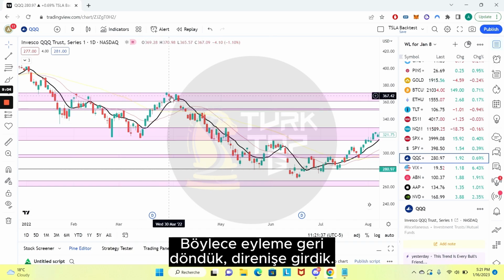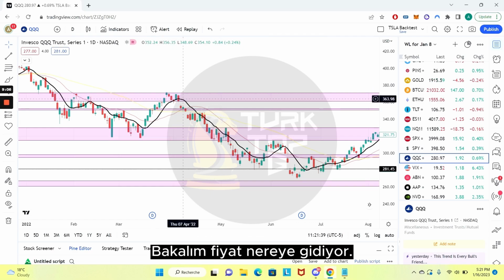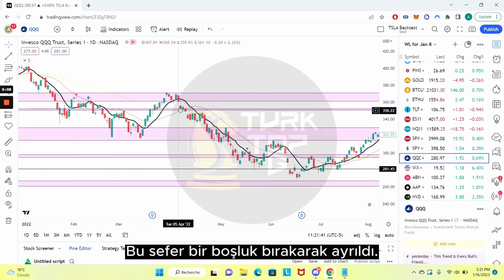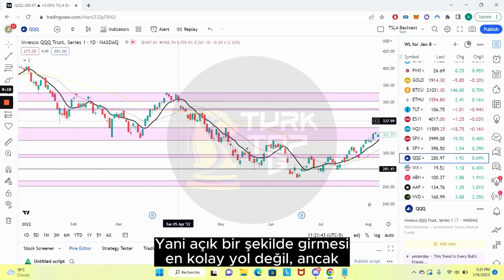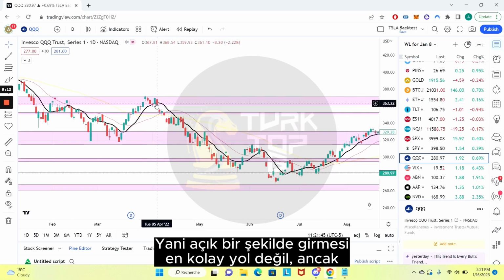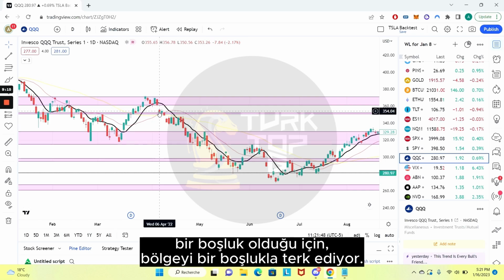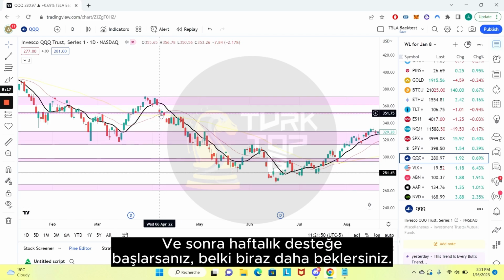So back at the action, we came into the resistance. Let's see where price leaves. This time it left with a gap down. So it's obviously not the easiest to enter, but because it's a gap down, it's leaving this zone with a gap down. And then right into a weekly support, maybe you would just wait it out more.